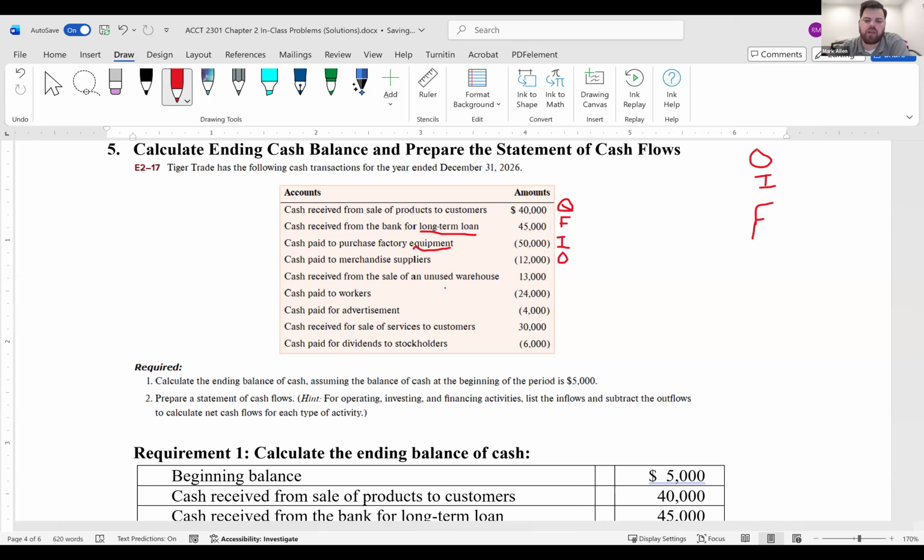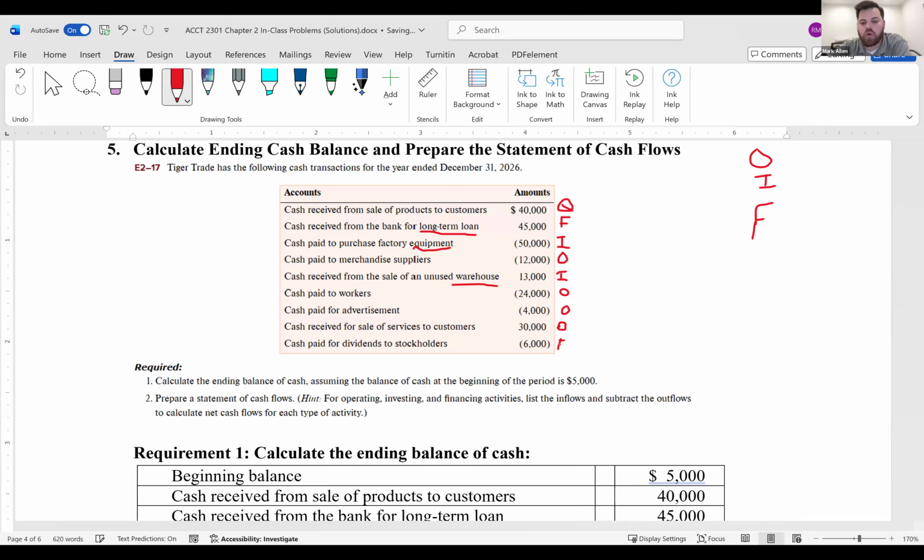Cash received from the sale of an unused warehouse. Well, a warehouse was a long-term asset. Its purchase then would have been an investing activity, and so its sale will also stay in that investing section. Cash paid to workers. This is like their salaries or their wages. That is operating. Cash paid for advertisements. That is also operating. Cash received for the sale of services to customers. Also operating. And cash paid for dividends to stockholders will be financing.